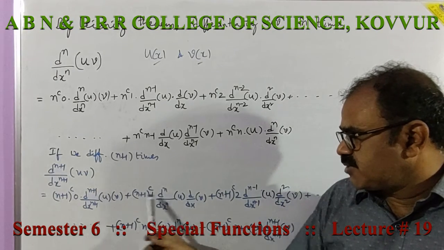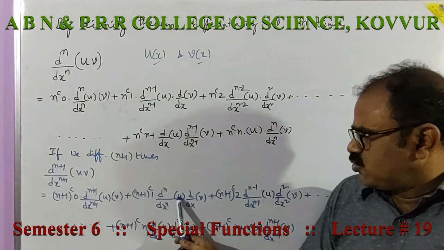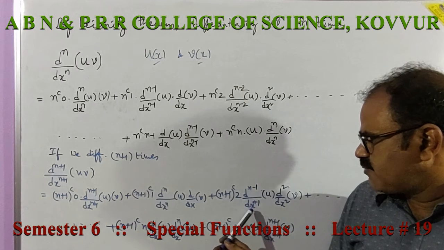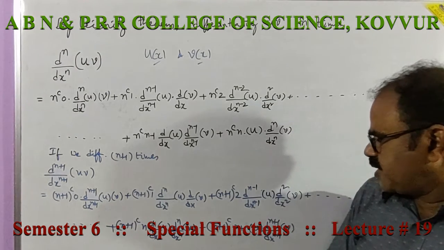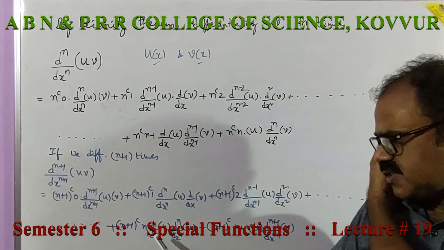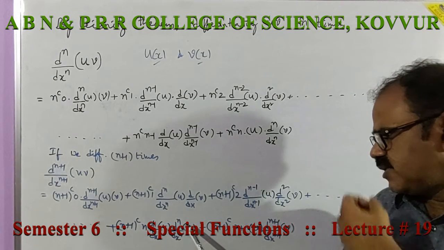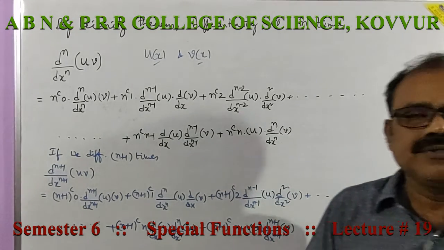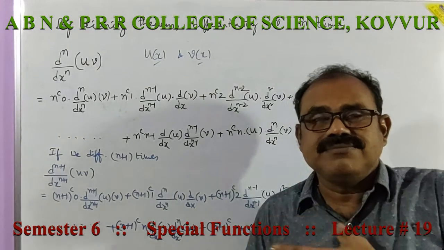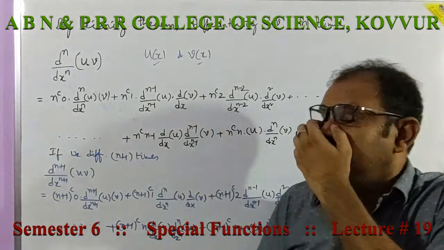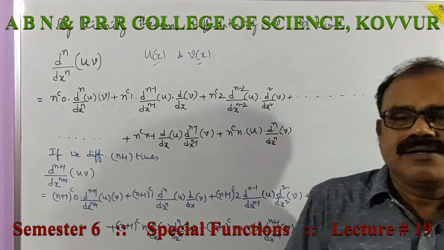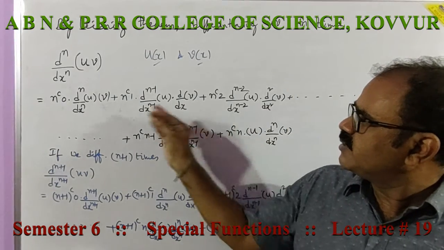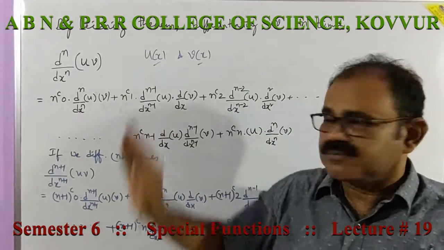Reduce this. Now, nth derivative of u, d power n by dx power n of u, first derivative of v; n minus 1th derivative of u, and second derivative of v. Likewise, last: first derivative of u, nth derivative of v, no derivative for u, n plus 1th derivative for v. So, we make use of this Leibniz theorem while proving Rodriguez formula. So, carefully notice this Leibniz theorem.